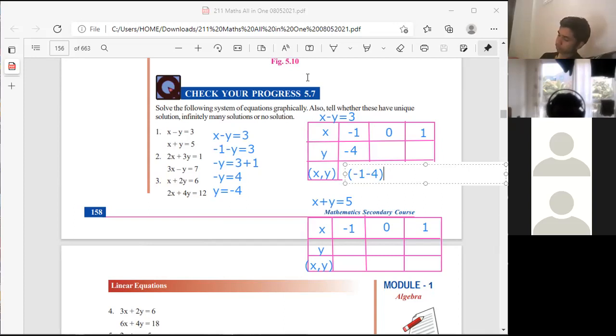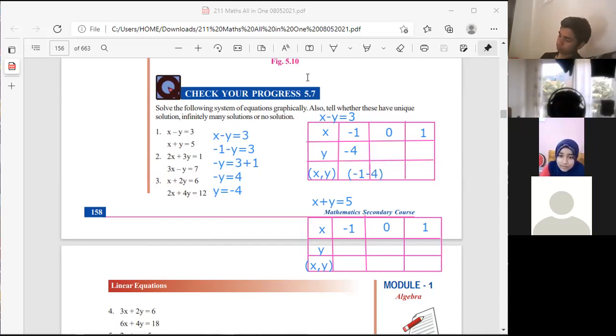Can we find for the other? Did you find for 0? If x is 0, then what is y? Did you get it? Or you want me to do it?